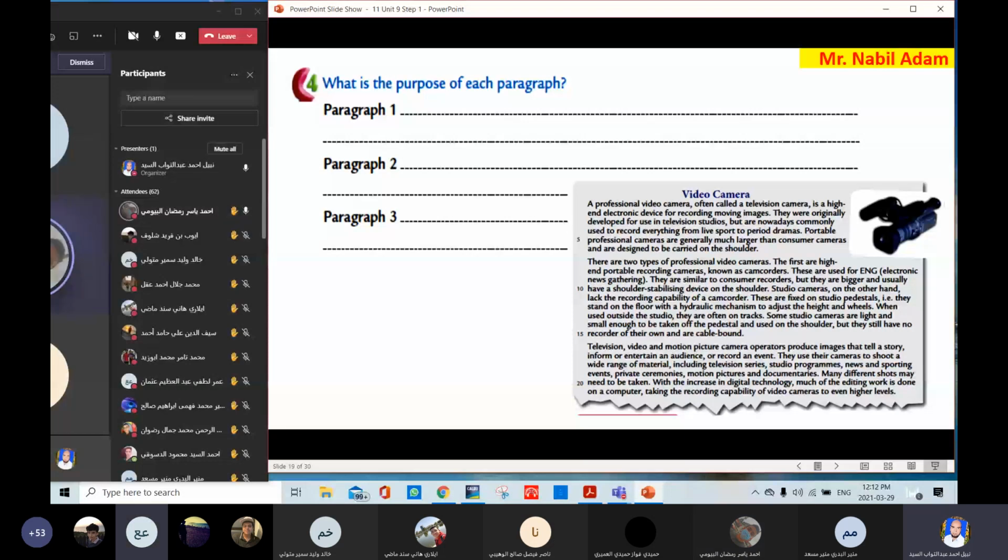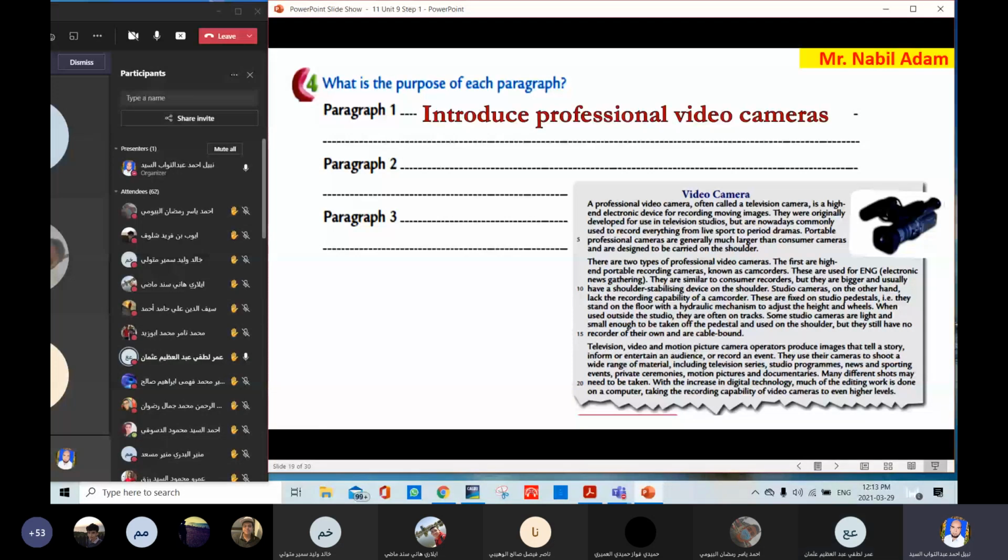Omar Lotfi. Paragraph two. And for the professional cameras or video cameras and what, how many types? Here, in the first line, you can get the answer. There are types of professional video cameras. How many types? The first are high-end and portable recording cameras. You are talking about the description here, the qualities of these two cameras. So I'm asking about the number here. Explain the different types of professional video cameras. Omar: There are two types of professional video cameras, camcorders and studio cameras. Camcorders and studio cameras. Thank you.